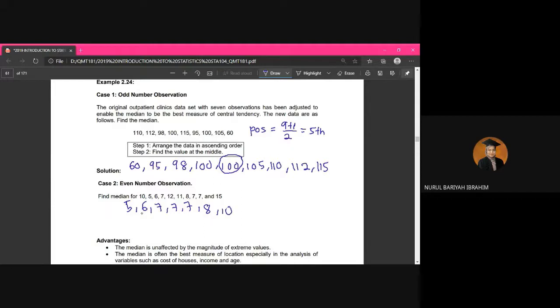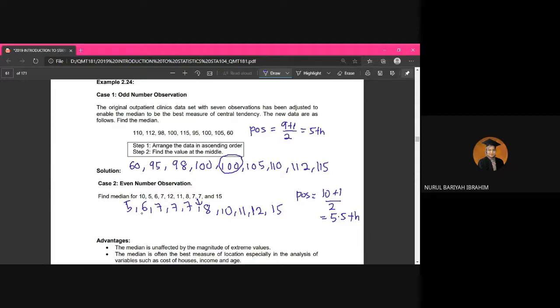10, 11, 12, and 15. Is it true? How many kita ada? 10. Okay, we have 10 data here. Even number, right? Next is find the position of the data, which is 10 plus 1 divided by 2. You will get 5.5. So maksudnya di sini, the median will be in the position yang ke 5.5. So berada di mana 5.5? So here 5. Di sinilah berada di tengah-tengah ni maksudnya.